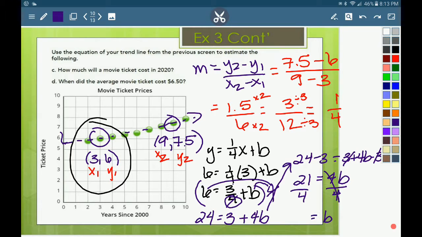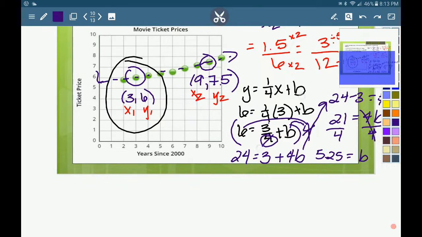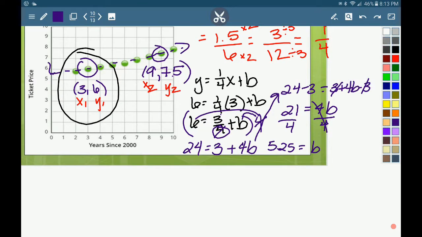For the y-intercept, you can keep this as a decimal. It doesn't need to be a fraction. The only thing that needs to be a fraction is the slope, so that you can see the rise over the run. 21 divided by 4 is 5.25. So the equation of my line is y equals 1/4 x plus 5.25.